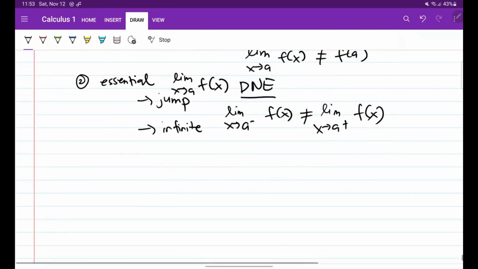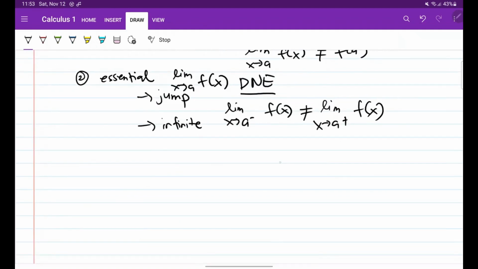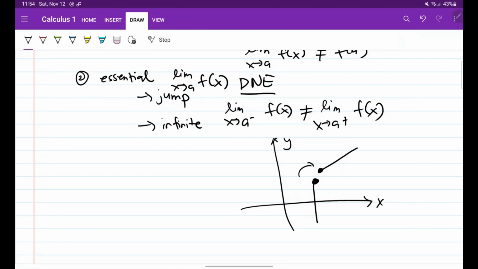Okay? And we can imagine this by imagining na we have a graph, let's say x and y, and then say you have a graph something like this. So, kapag nag-take tayo ng limit from the left side and the right side, nag-iiba yung value and nagkakaroon ng parang jump. Okay?